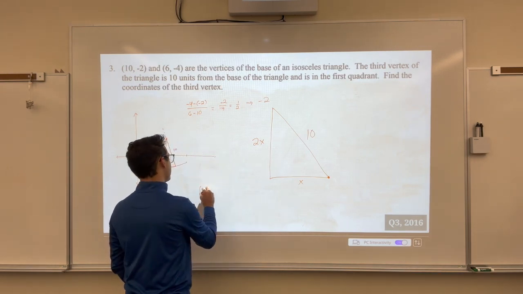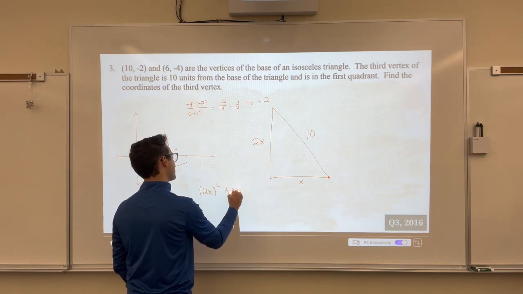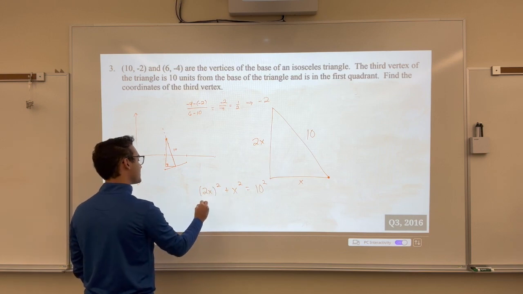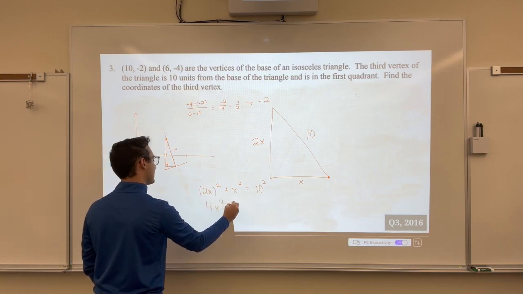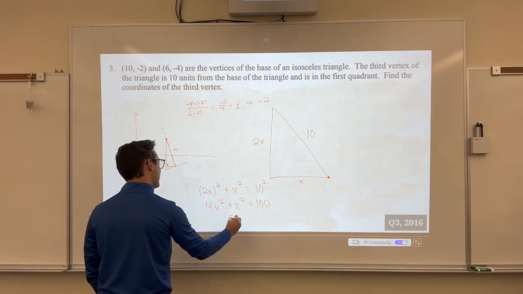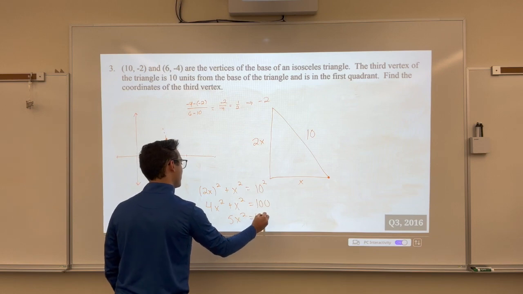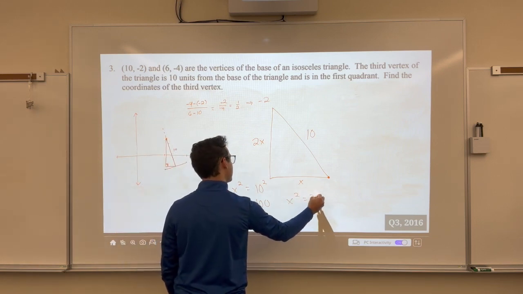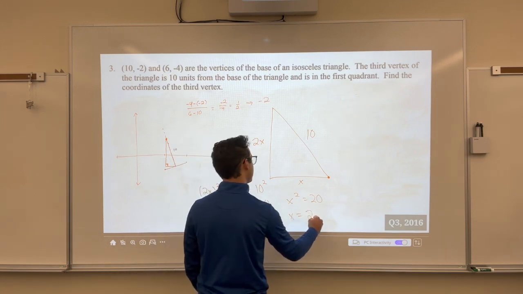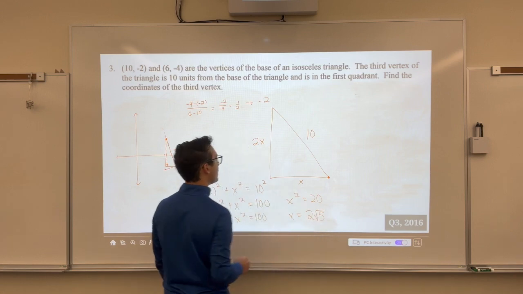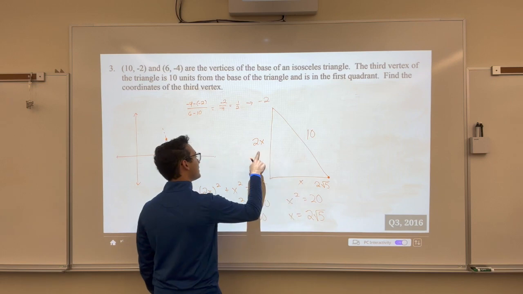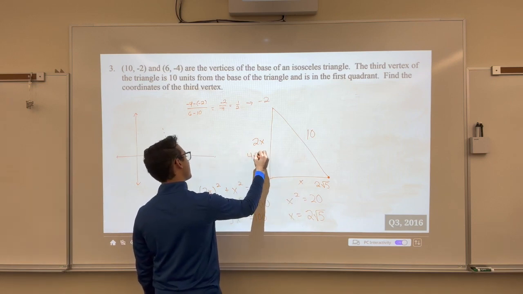So we say that 2x squared plus x squared is equal to 10 squared. Make sure to square both the 2 and the x. So 4x squared plus x squared is equal to 100. Therefore, 5x squared equals 100. x squared is equal to 20. And therefore, x is equal to the square root of 20, or 2 times the square root of 5. So we know that this right here is 2 times the square root of 5. This right here is 4 times the square root of 5.